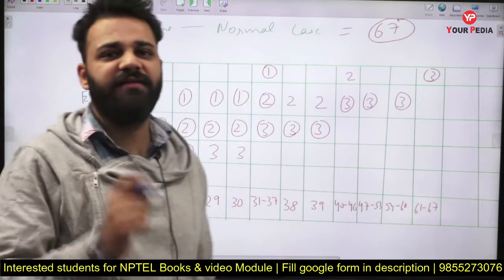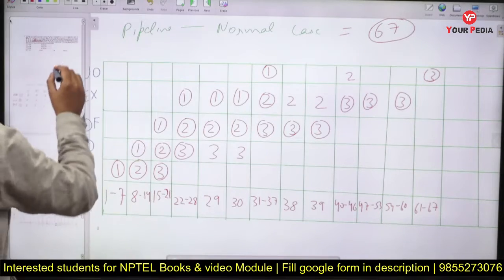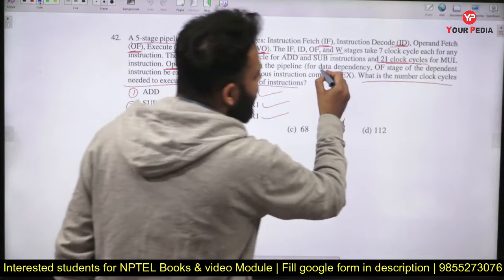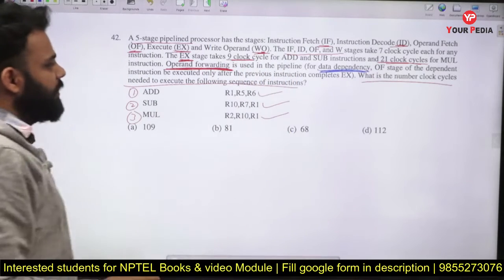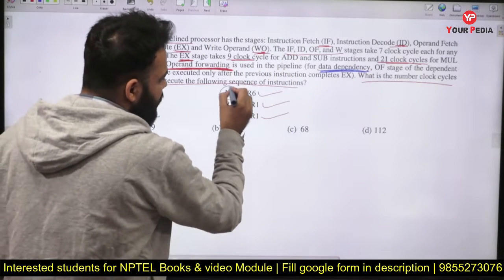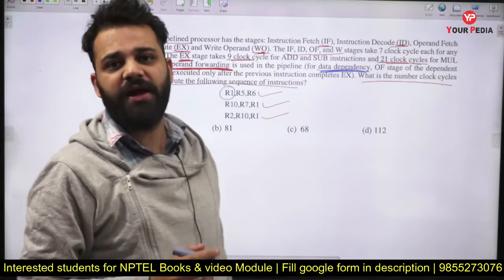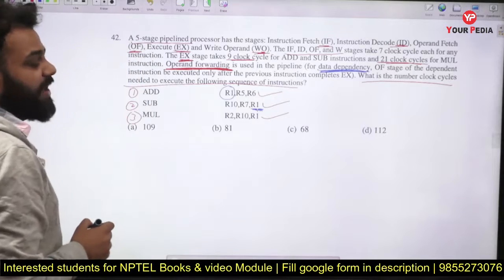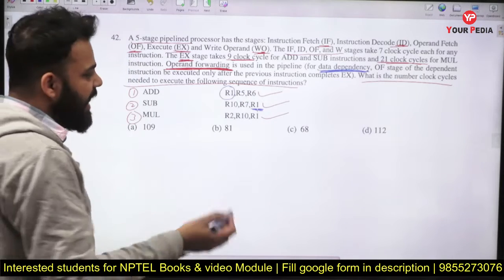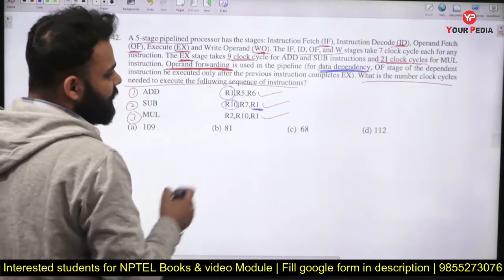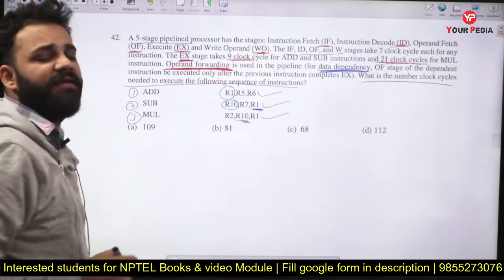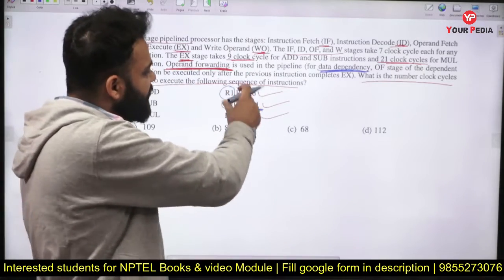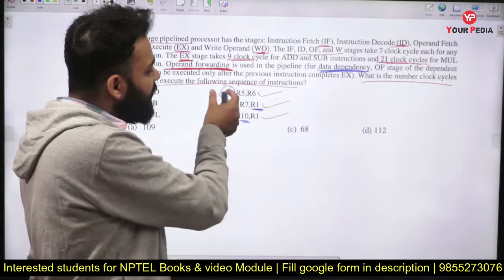But there is a catch in this question. What is it? In this question, we have data dependency. The result of the addition will be stored in R1, and that R1 will be used as an operand by the subtract instruction, or you can say the second instruction, and the result of the second instruction will be used by the multiply instruction as an operand. So there is a data dependency. You cannot perform the operation directly because then it will change the result.